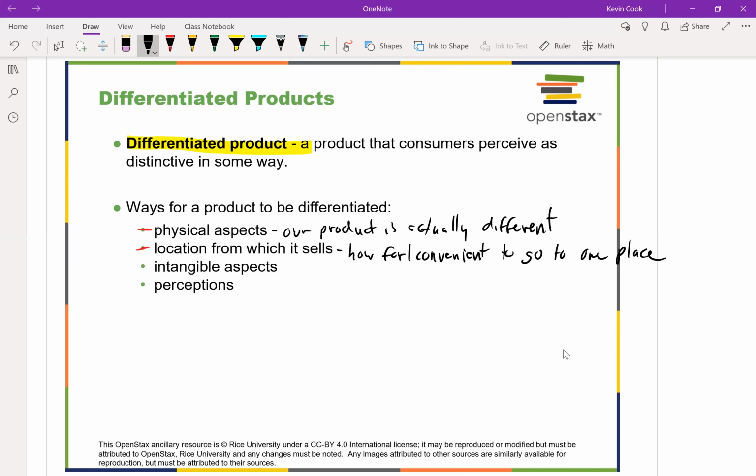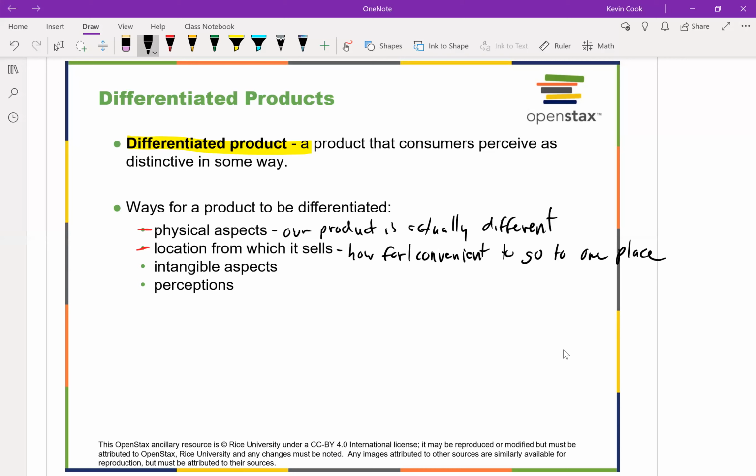So for me as a consumer, the location obviously makes a difference. I'm going to go to the Boone Subway because it's a lot more convenient. It's a 10-minute drive instead of a 20-hour drive, right? So our location certainly matters.